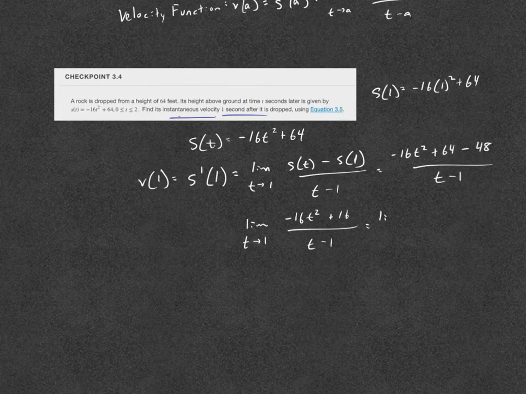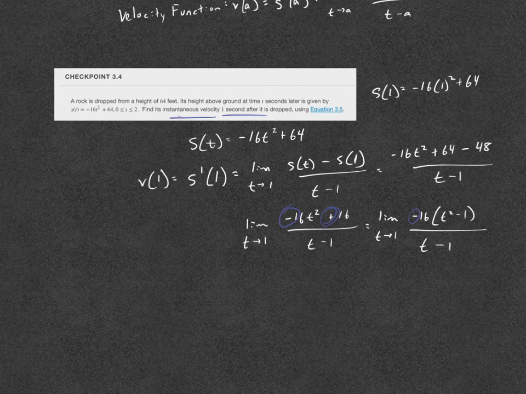So I'm going to scroll up. The limit as t approaches 1 of negative 16 is my factor, parentheses, t squared minus 1. Okay, so I didn't say this. The negative, if I factor it out of the first term becomes positive, and if I factor it out of the second term becomes negative.